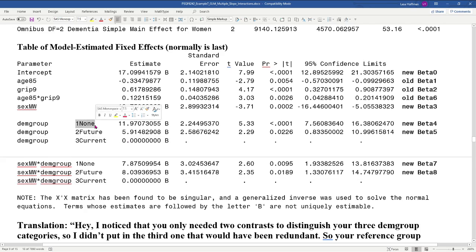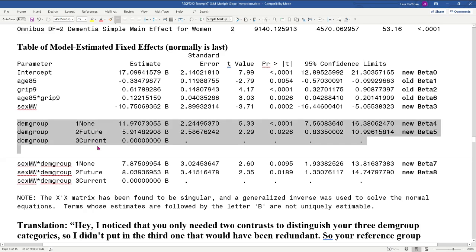And note that the labels here showing up are a function of the fact that I used labels to attach them to dem group in the very first step, so created them in proc format and attached them to dem group for this reason, so that my output would be easier to follow in the case of multiple groups.